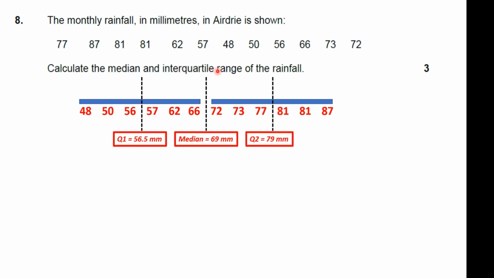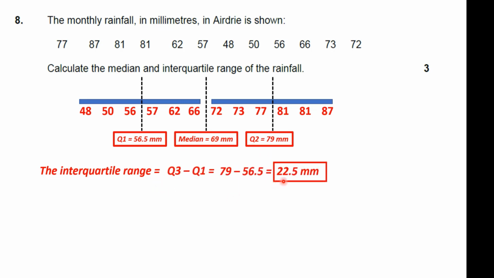The interquartile range means from the smallest to the biggest, so we take away Q3, take away Q1, so 79 take away 56.5 gives you 22.5 millimetres.